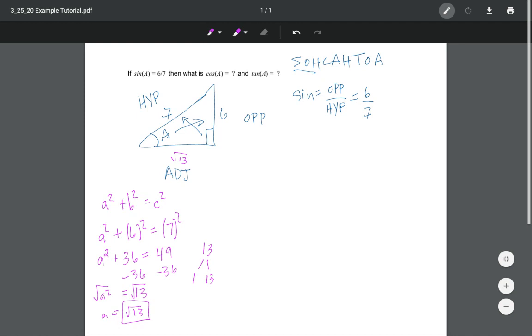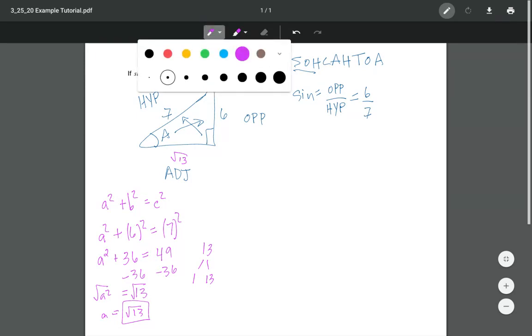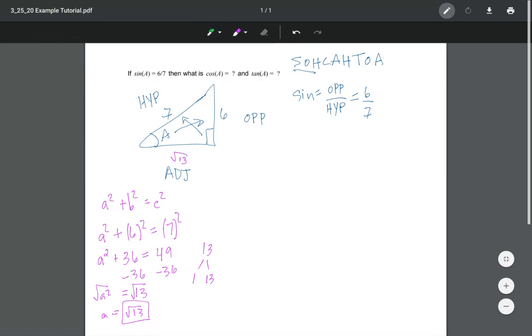Once you have every side labeled, then you can go ahead and find your other trigonometric ratios. So we need cosine and we need to find tangent as well. So let me go back up here. I'm going to use green. Okay. So for cosine of angle A, I know looking up at the top here that cosine is adjacent over hypotenuse. So I'm going to write that in, adjacent over hypotenuse. There we go. And now I know these lengths because I've filled in my triangle.